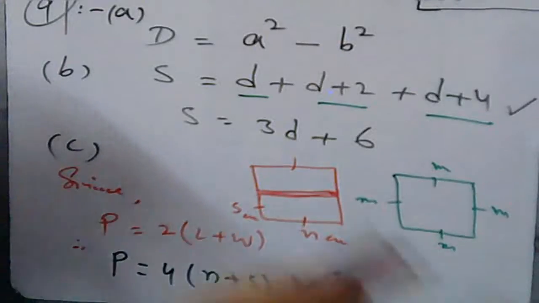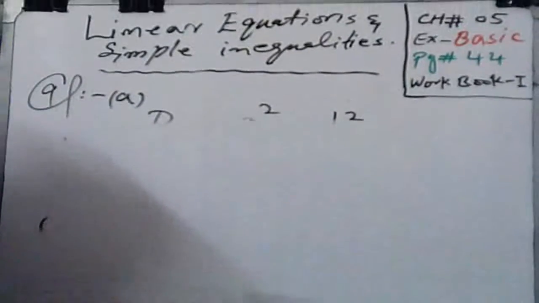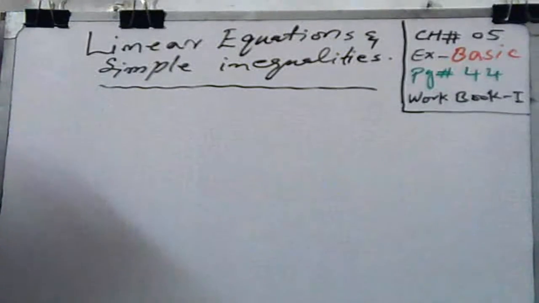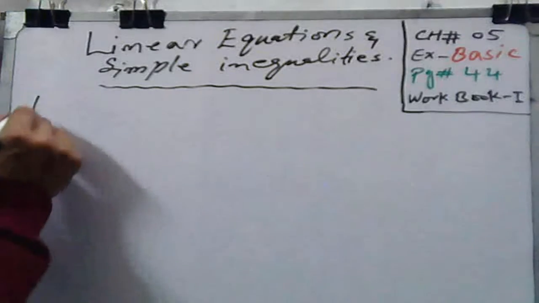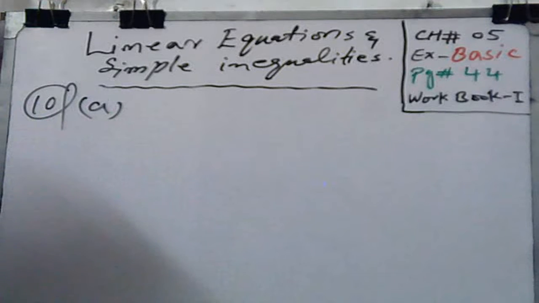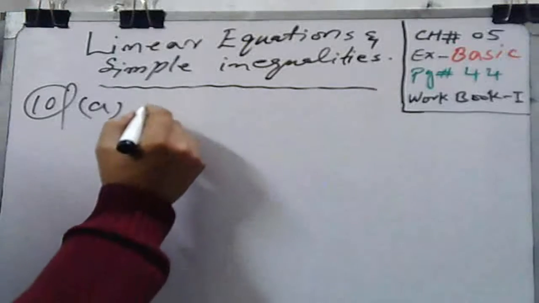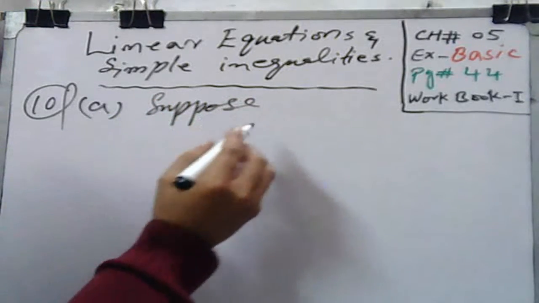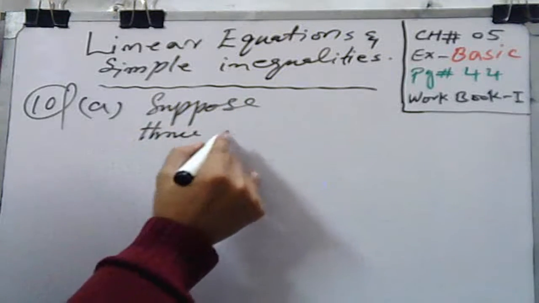In question number 10, the sum of 3 consecutive odd numbers is 243. Find the largest of the 3 numbers. In question number 10, A part, 3 consecutive odd numbers. Let us suppose the 3 odd numbers are x, the second one is x plus 2, and the third one is x plus 4.